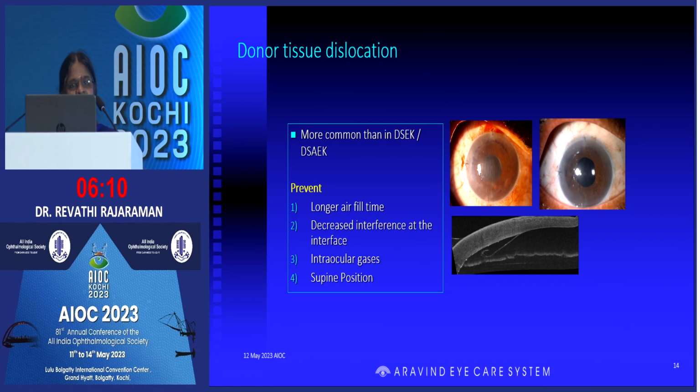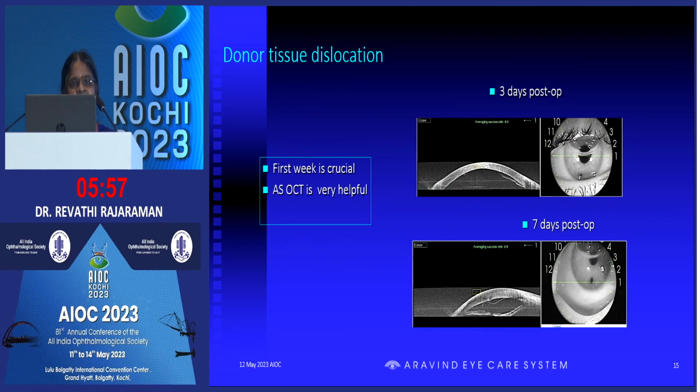And also dislocation of the graft, which is also more common here. And the ASOCT will be very helpful to make sure that it is correctly oriented, and usually it will be more in the first 1 week. So during this 1 week, keep on assessing the patient, and even if a localized edema persists, go and do an ASOCT to find any peripheral detachment and then address it immediately.